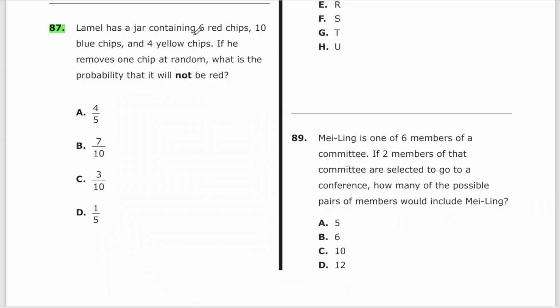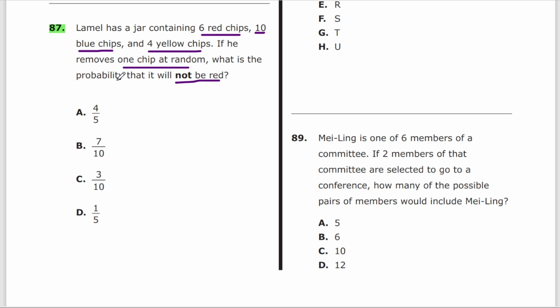Lamel has a jar containing 6 red chips, 10 blue chips, and 4 yellow chips. If he removes 1 chip at random, what is the probability that it will not be red? So essentially, this question is really phrased weirdly. What they're asking is, what is the probability that if you select a chip, it will not be red?